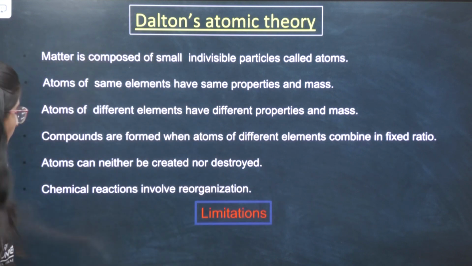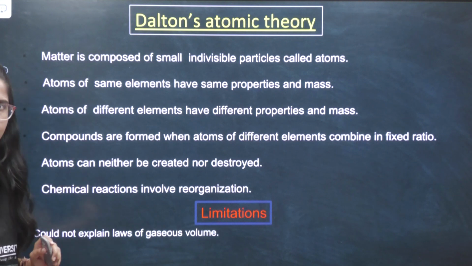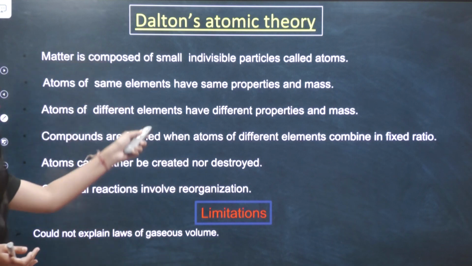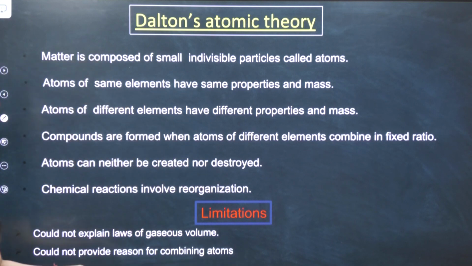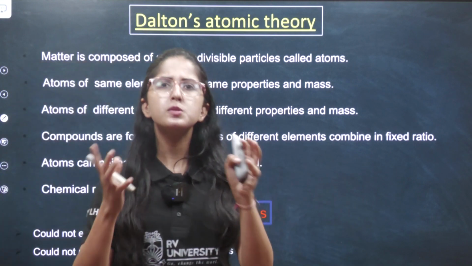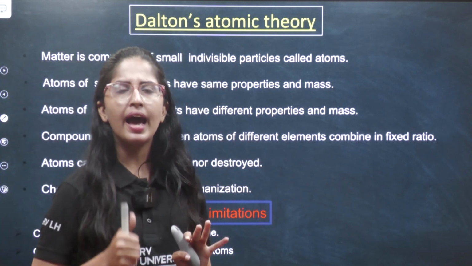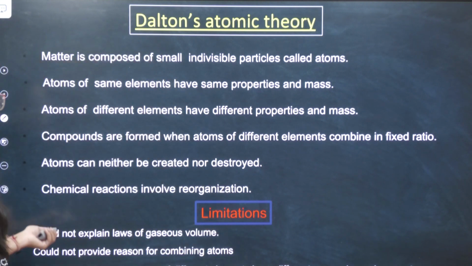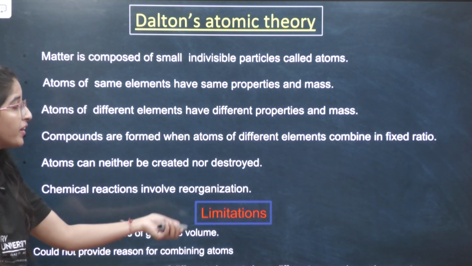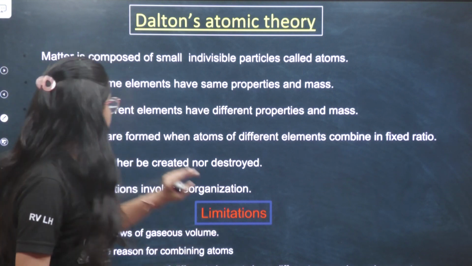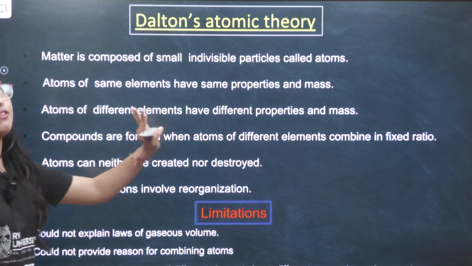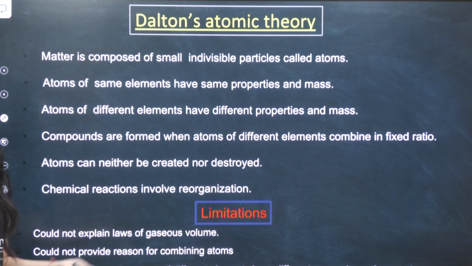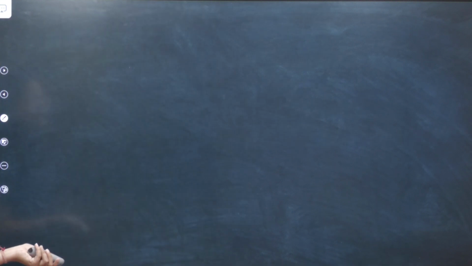The limitations: it could not explain the law of gaseous volume, that is Gay-Lussac's law, which we studied. That law cannot be explained according to this theory. It could not provide a reason for combining atoms. Okay, atoms combine and reorganize, I agree, but why? It couldn't explain that. It could not explain why atoms of different elements have different mass, size and valency. He said yes, atoms of different elements have different properties, but why? He couldn't explain. Those are its limitations, the most important ones by the way.